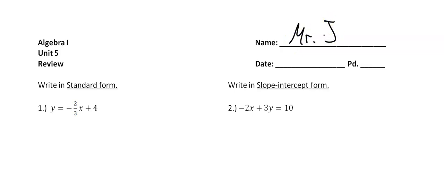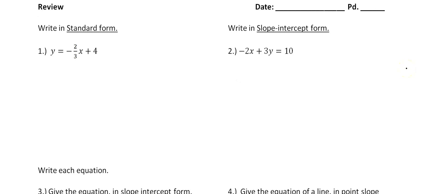If we take a look at this first one, it asks us to write this thing in standard form. Remember, standard form is the one where x and y are on the same side. It's ax plus by equals c. And so we've got to get x and y on the same side. Then we've got to make sure there are no fractions and we don't start with a negative.